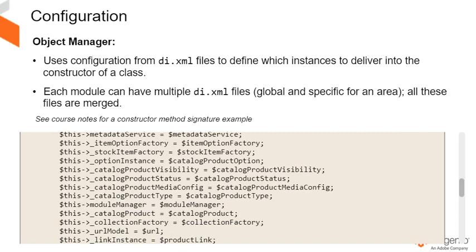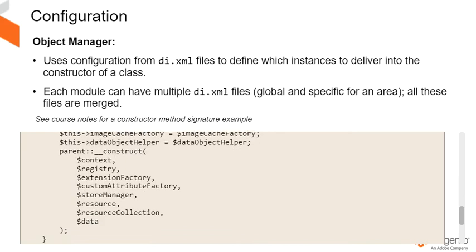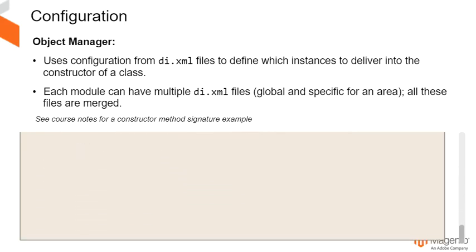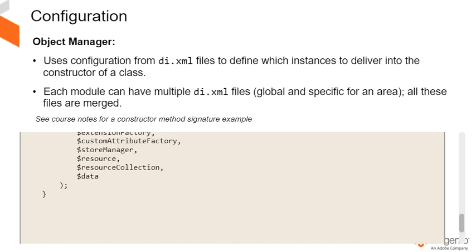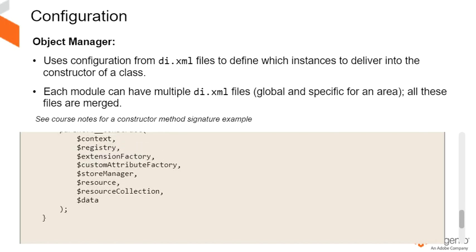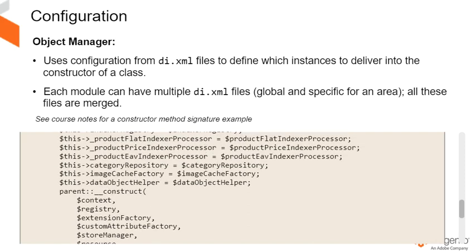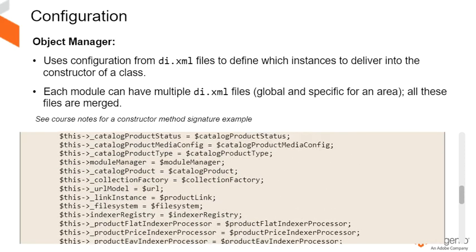To view the interface preferences for the Object Manager, use the files listed on your screen. To define your own preferences, you will need to define your own di.xml, in your module directory, etc, area name, di.xml. See your notes area or scroll on your screen for a constructor method signature example.